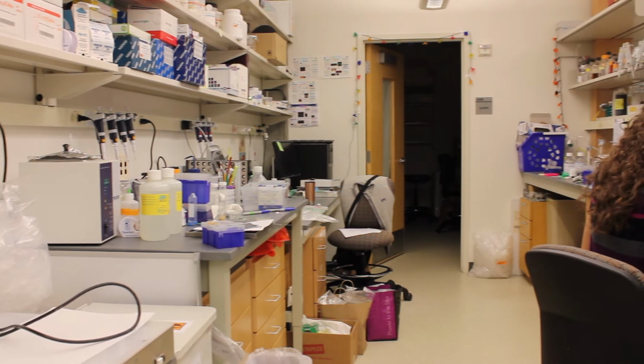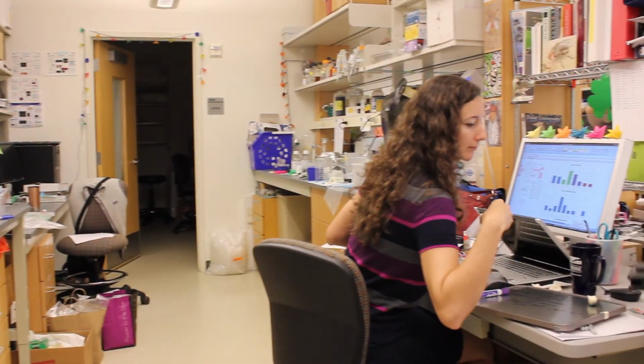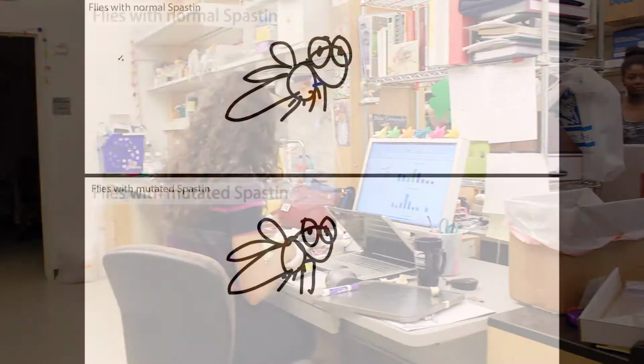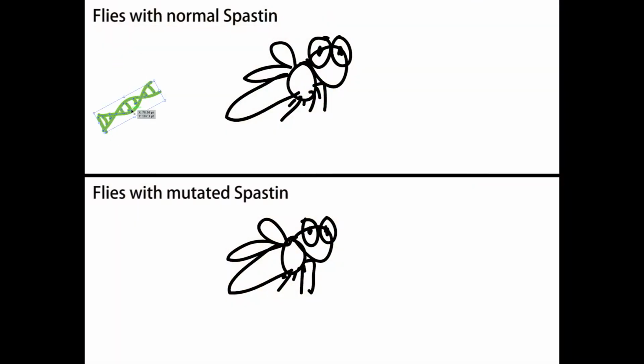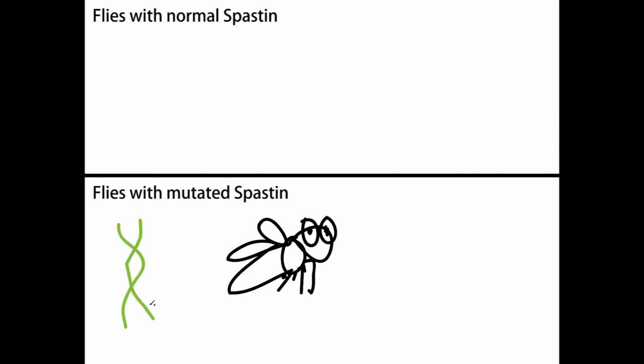So perhaps a poor regulation of microtubules, which again is the job of spastin, is what is causing HSP in humans. Dr. Sherwood helped to discover that flies also make the spastin protein, and she found that when flies have mutated spastin, they have difficulty walking, just like humans with HSP.